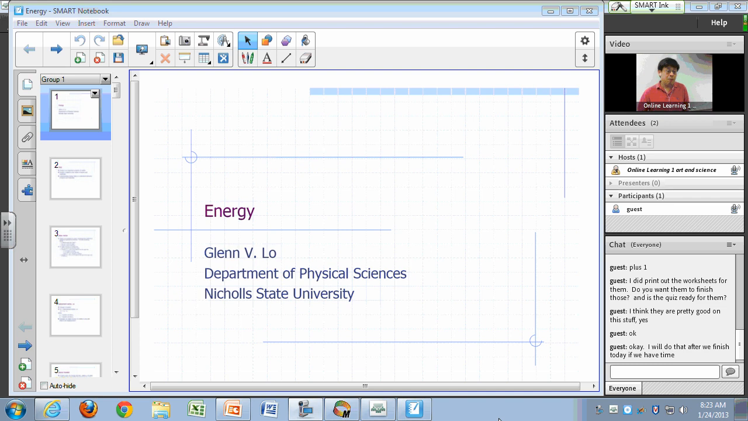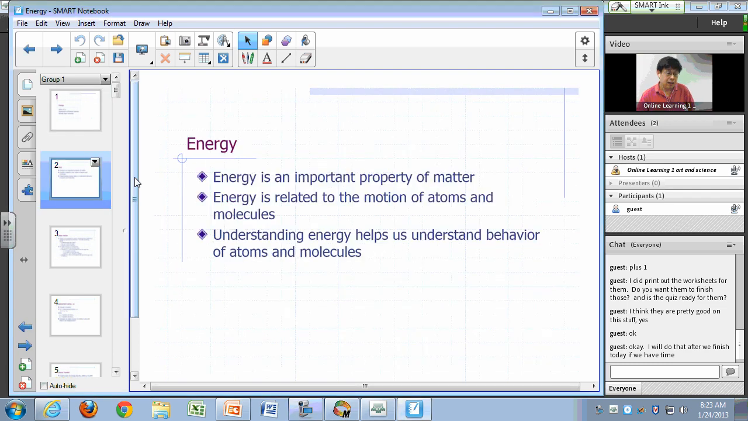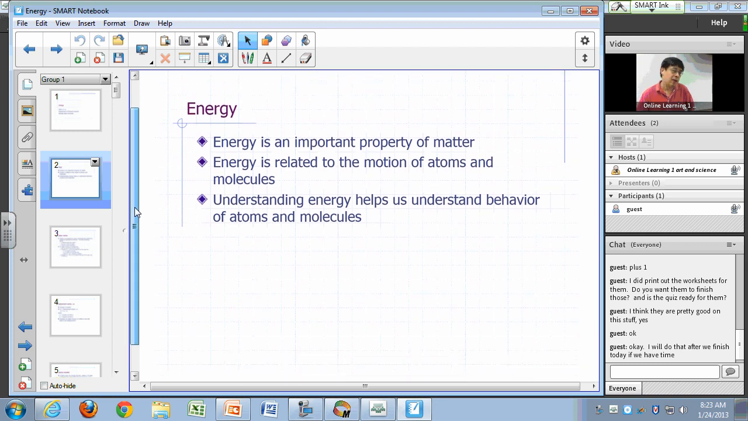All right, so let's talk about energy. Energy, we all have an idea of what energy is, and it's an important property of matter. From a chemist standpoint, we can think of energy as just a property of matter, and it's related to the motion of atoms and molecules. So what we're going to try to do today is take a look at energy from the point of view of atoms and molecules. And okay, so it's something that's related to the motion of atoms and molecules.